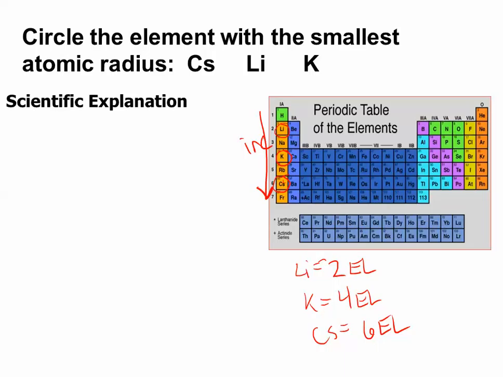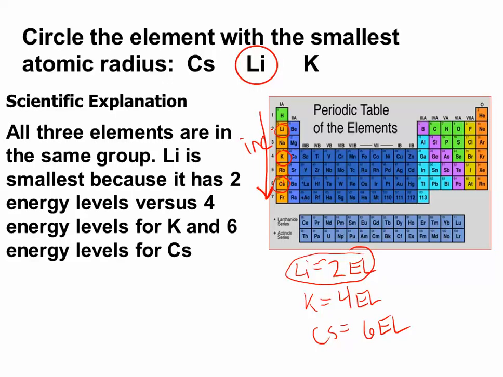So, which of these is going to be the smallest? Well, lithium only has 2 energy levels, so it's going to be the smallest. And let's see if that's correct. Yep, lithium is the smallest. So here's our scientific explanation. They're all in the same group. Lithium is the smallest because it has 2 energy levels versus 4 energy levels for potassium and 6 energy levels for cesium.